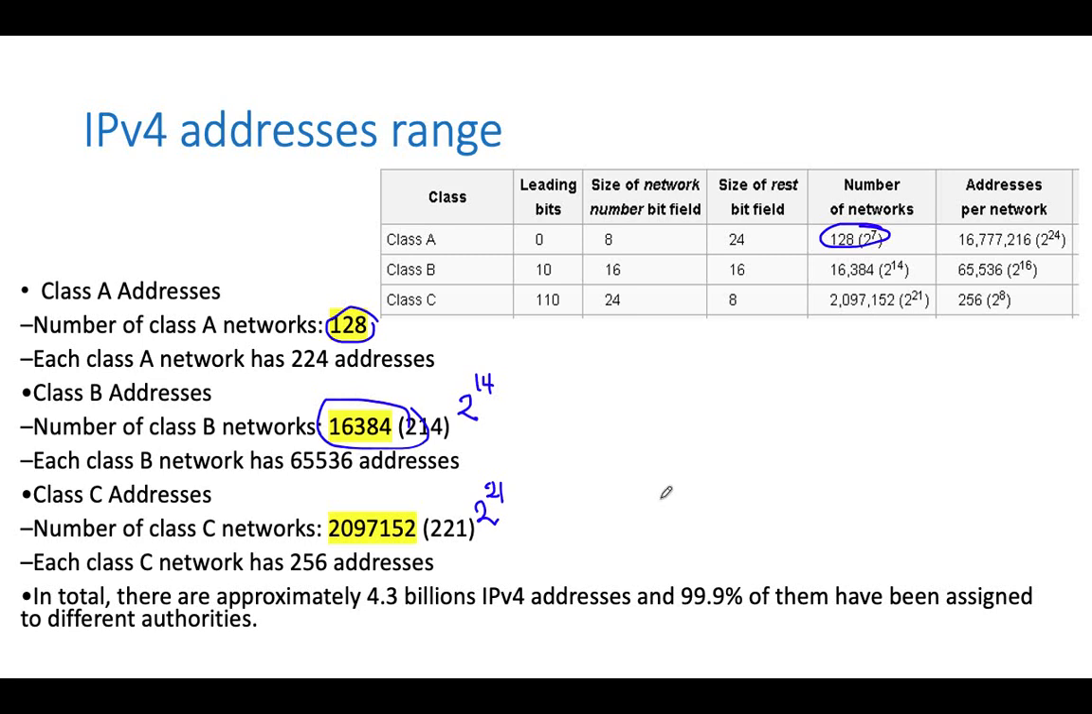How many hosts can I allocate for each one? That's the issue. When you have a class, as you can see over here, the number of bits reserved for hosts, this is the number. So for class C, for example, you have 8 bits only, so 256. This one 65,000 something, this one 2 power 24.